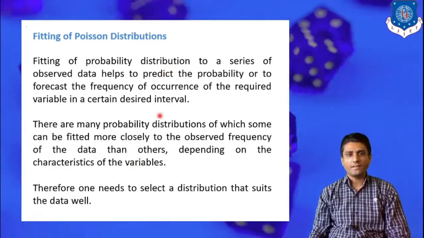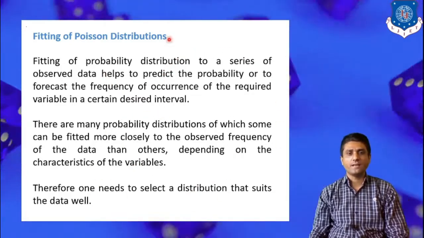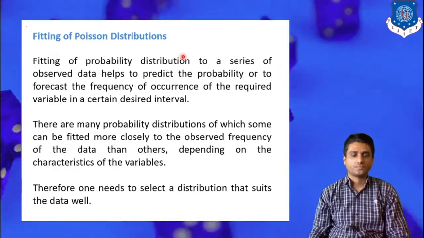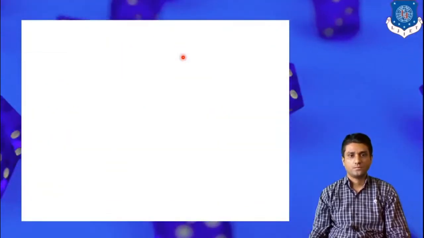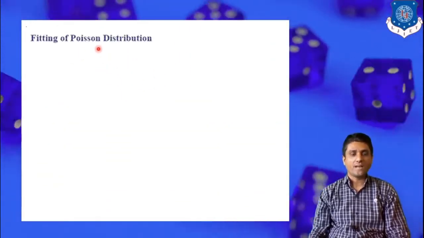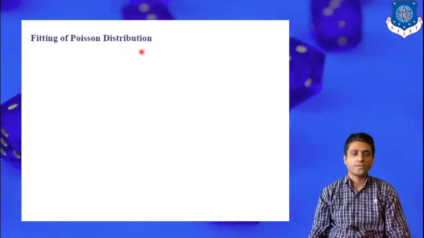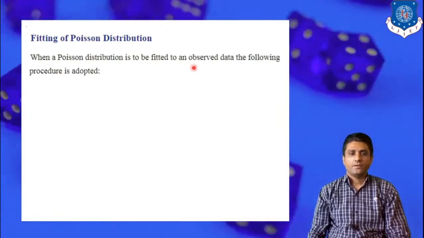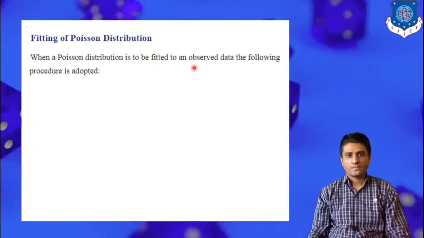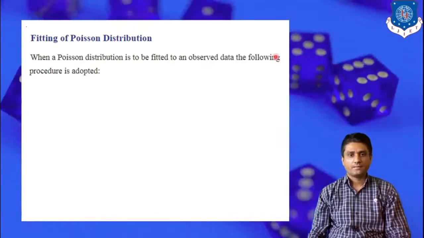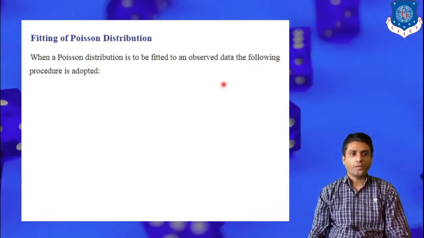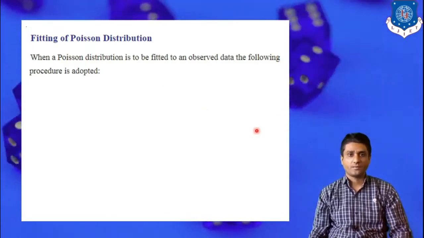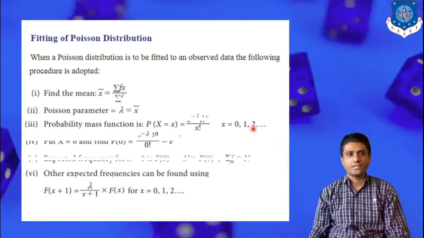We do not go into detail here, because it is the same thing we will discuss when we fit the binomial distribution. So let's start the procedure of fitting the Poisson distribution. When a Poisson distribution is to be fitted to the observed data of a random experiment, there is a predefined strategy available for how we can fit this distribution.